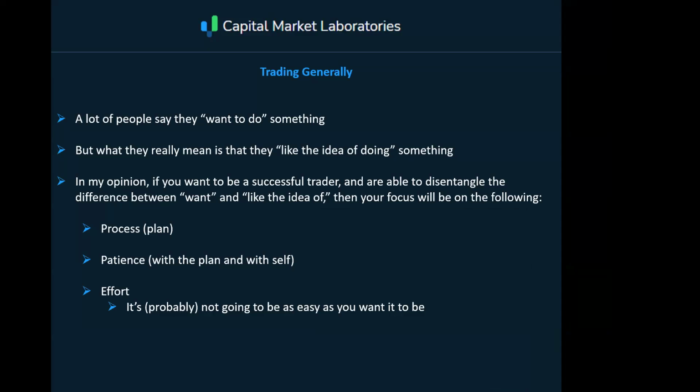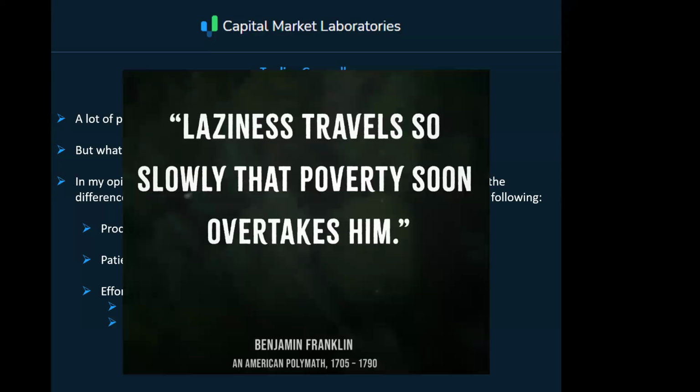But there's a good part. Now, as I was telling Ben Franklin this, he interrupted me. He's very talkative. He's incredibly talkative. And I said, yeah, well, Ben, I haven't said the other part. He said, no, I don't want to hear the second bullet point yet. He said, something I want to tell you, Ophir. I said, yeah. He said, laziness travels so slowly that poverty soon overtakes him.